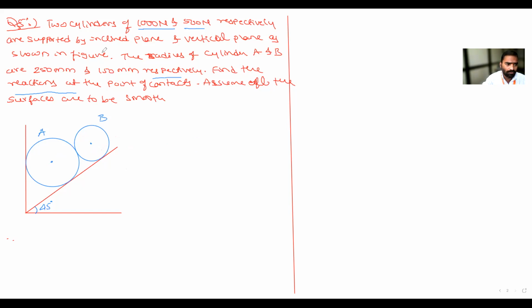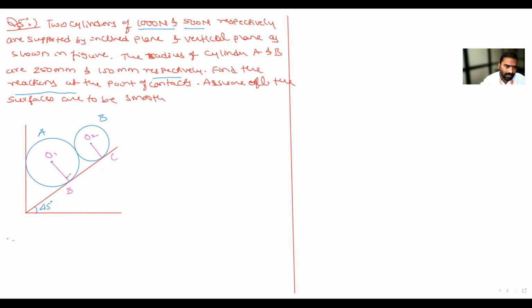So first I will draw a line from this side. Now I will draw another line here. So now tell me, this is O1, the center of the first cylinder. This is O2, the center. I will take this as point B. I will take this as point C.